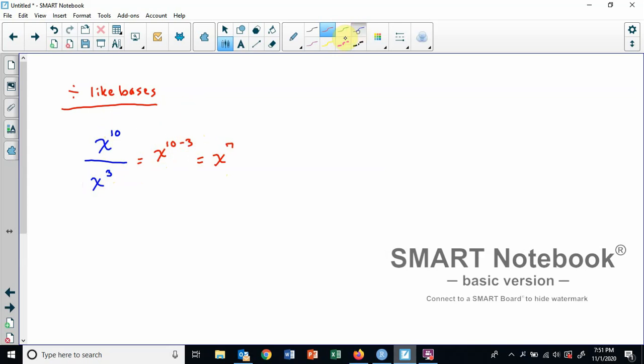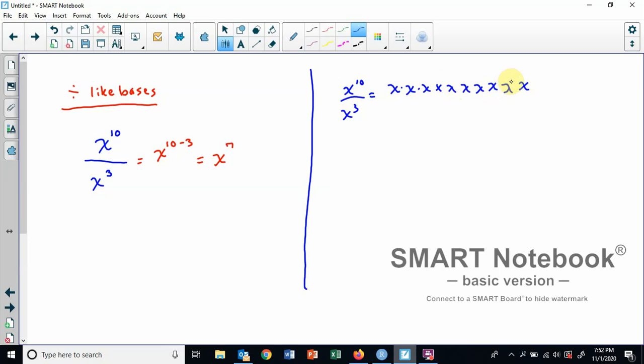This should make sense if we do a little bit of exploring here and list all these out. Let's see why this rule works. X to the 10 over x to the 3. What we end up with is 10 x's on top of the fraction. 1, 2, 3, 4, 5, 6, 7, 8, 9, 10. That's a lot of x's. And 3 on the bottom.